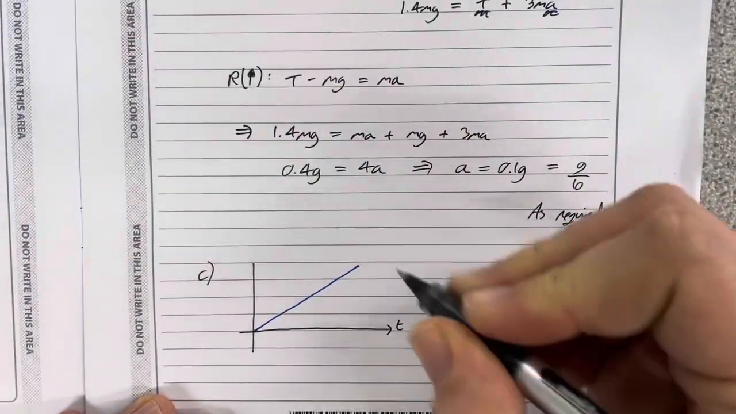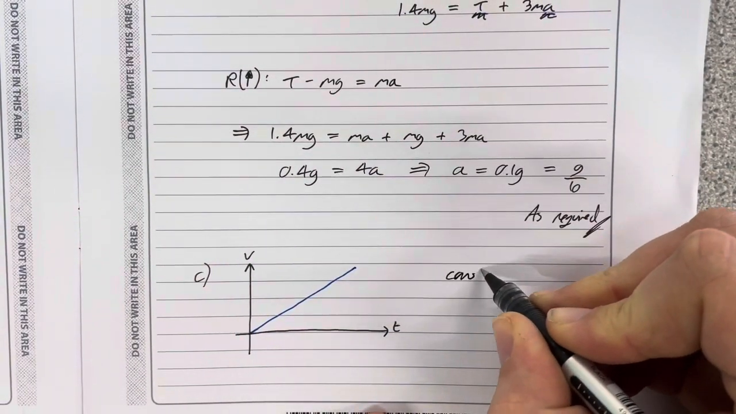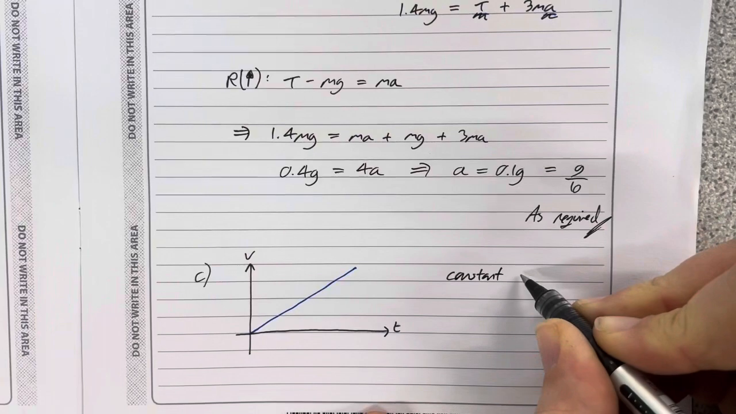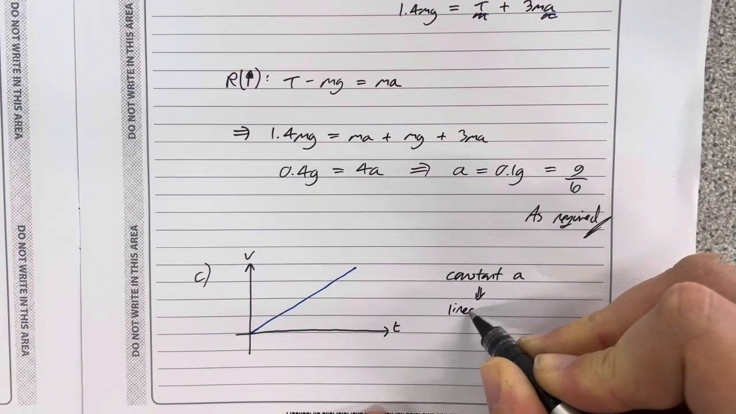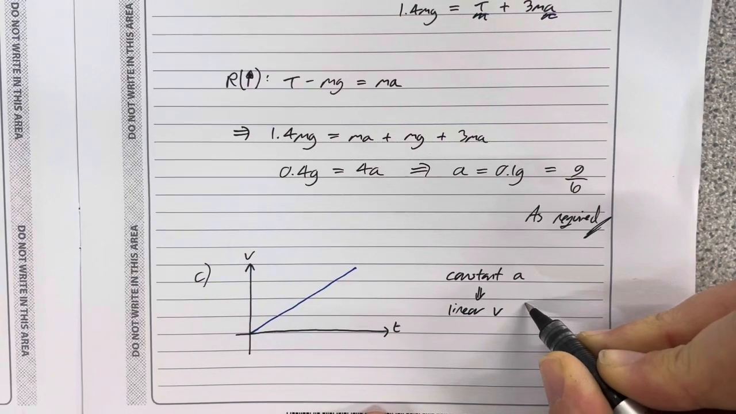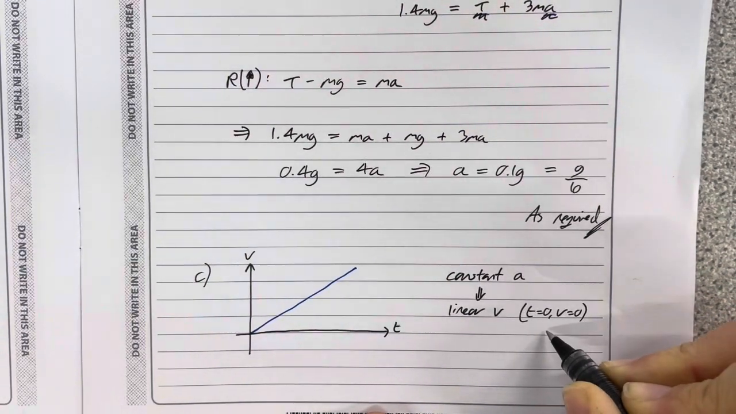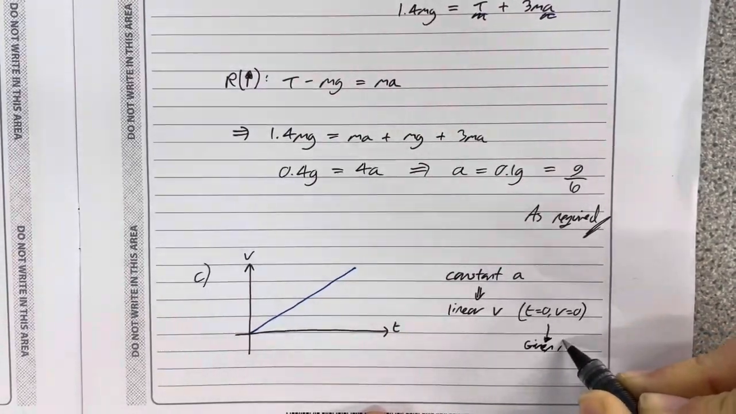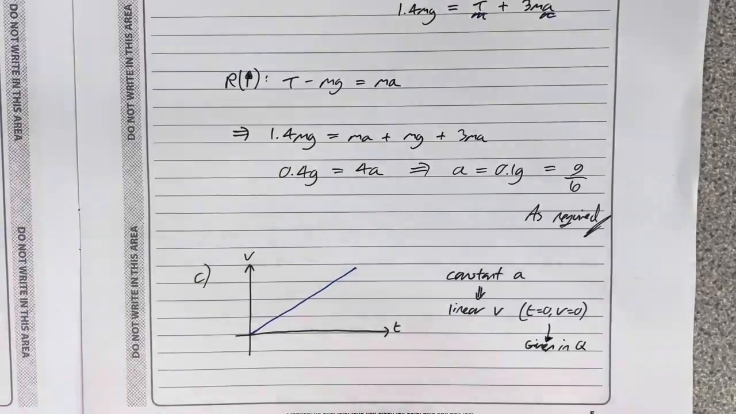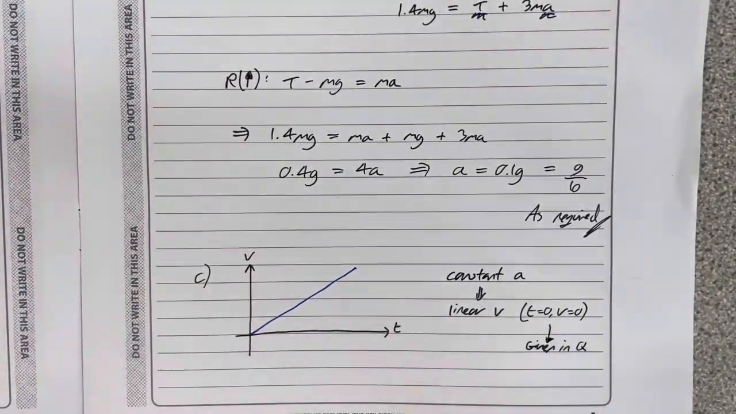That's my time. That's my velocity. So constant acceleration implies a linear velocity. And we're told that t equals 0, v equals 0, and that was given in the question. It does say initially it's held at rest. So initially the velocity is 0.